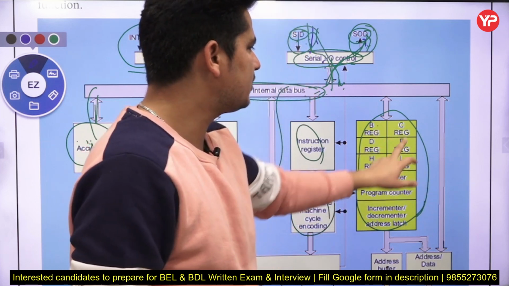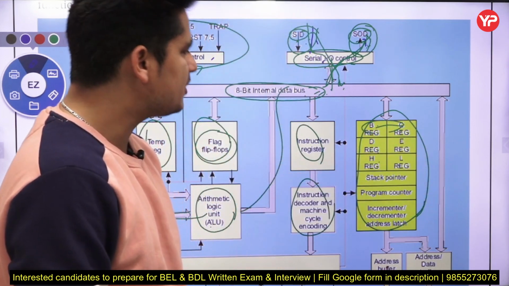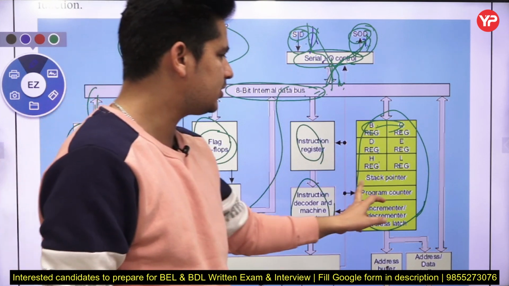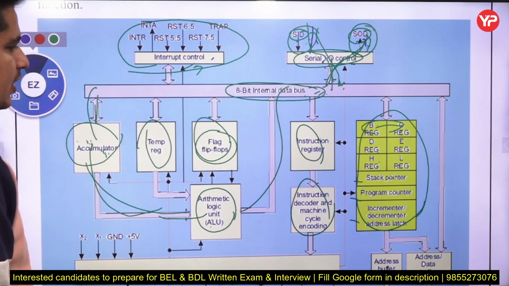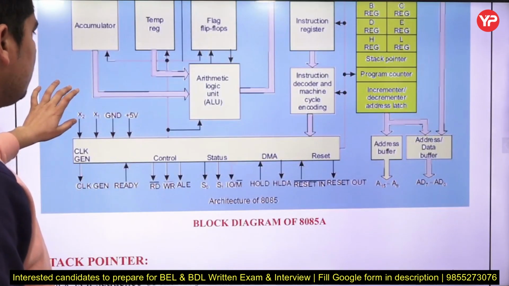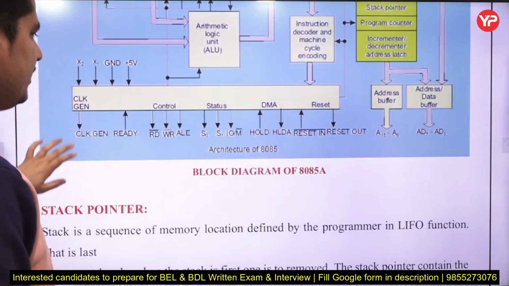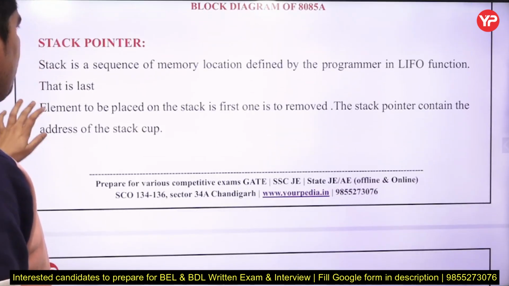This is your register types. These are the general purpose registers. When you use them as a combination, they become a special type of register. This is your stack pointer, program counter, and incrementer/decrementer address latch. This is the structure. Can you see here? These are all the units which we are going to discuss in detail later on. Okay, let's start. There is a term called the stack pointer.